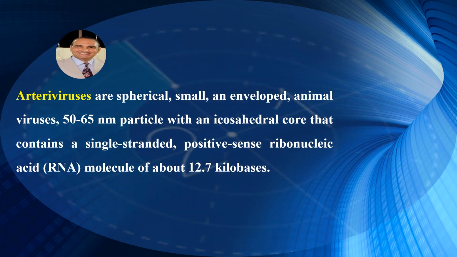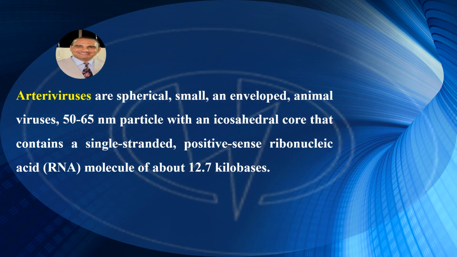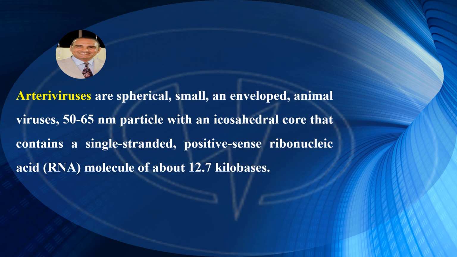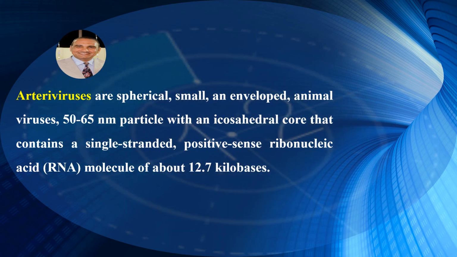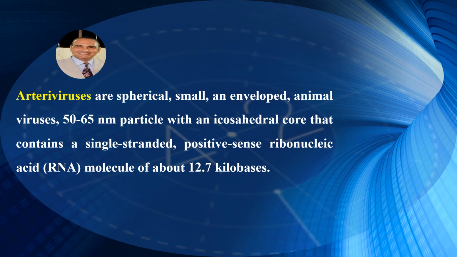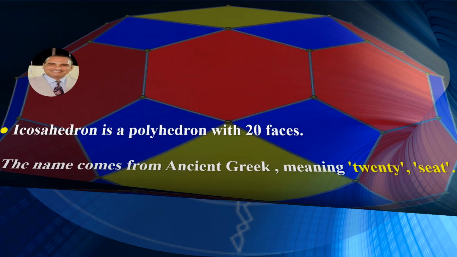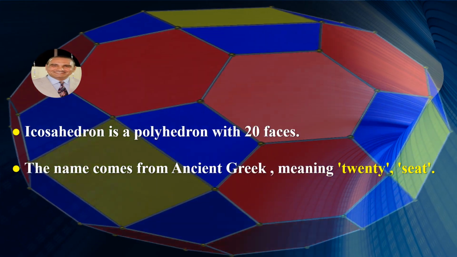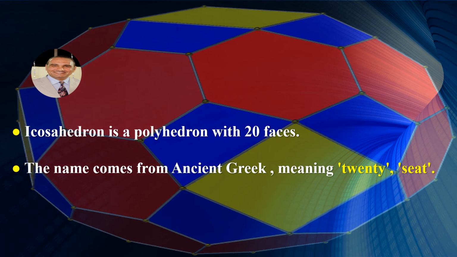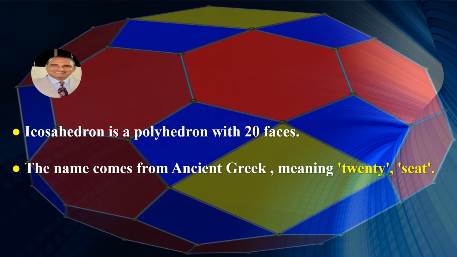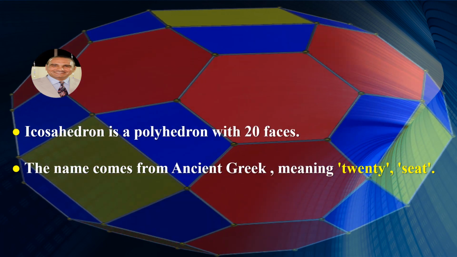Arteriviruses are spherical, small, and enveloped animal viruses with 50 to 65 nanometer particles with an icosahedral core that contains a single-stranded positive sense ribonucleic acid RNA molecule of about 12.7 kilobases. Icosahedron is a polyhedron with 20 faces. The name comes from ancient Greek meaning 20 seat.